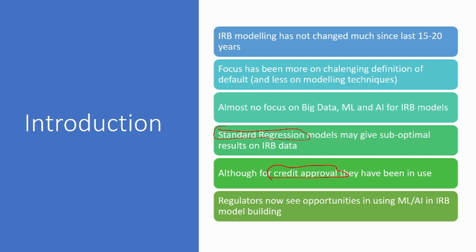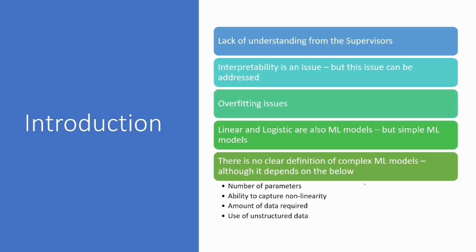Now regulators see an opportunity in using machine learning and AI models. In the non-regulatory areas, there's still some use of ML and AI, but in regulatory areas, there is hardly any use. And it's a good thing that regulators are now thinking about it, and this discussion paper is just the beginning of what is going to happen in the future, and whether ML and AI will be used in the regulatory modeling space or not.